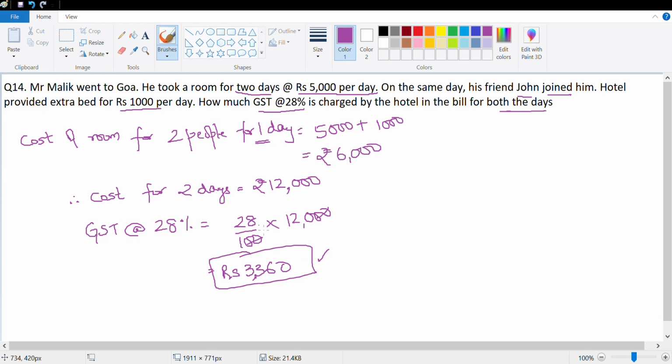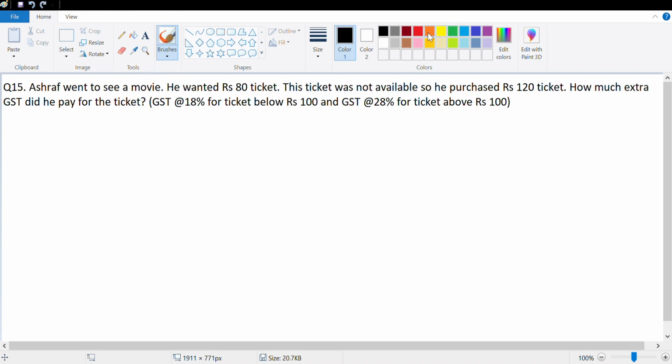Let's check what they want us to calculate in the question. As per the question, they only want the GST amount. So I don't need to calculate the total value. So this is our GST amount. Good. That brings me to the last question of this exercise that I solved with you, which is question number 15. It says Ashraf went to see a movie.